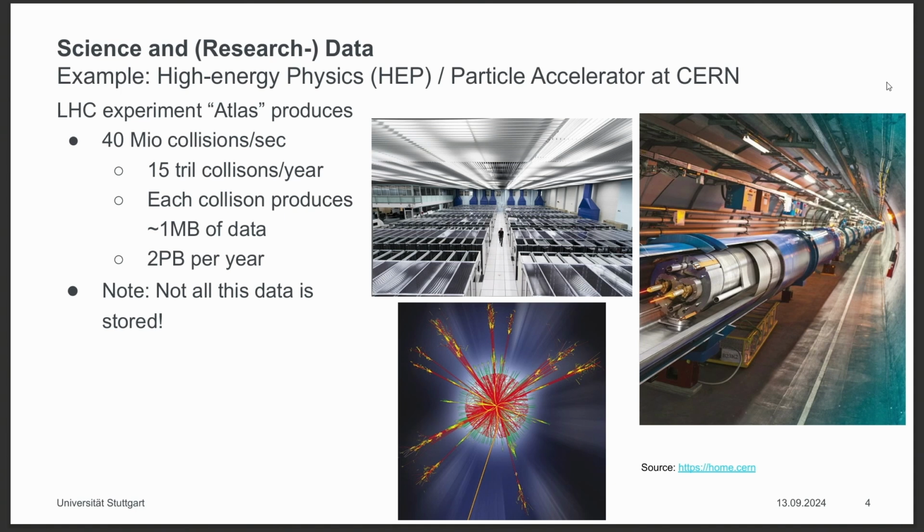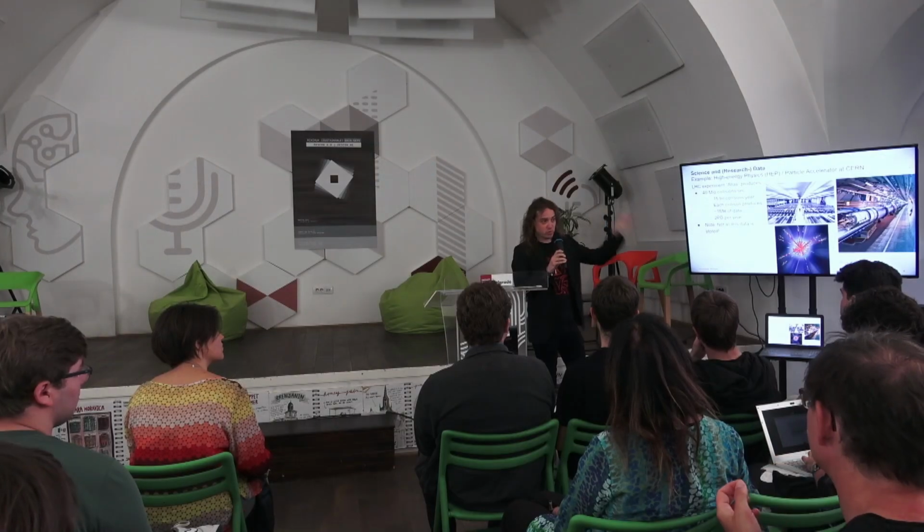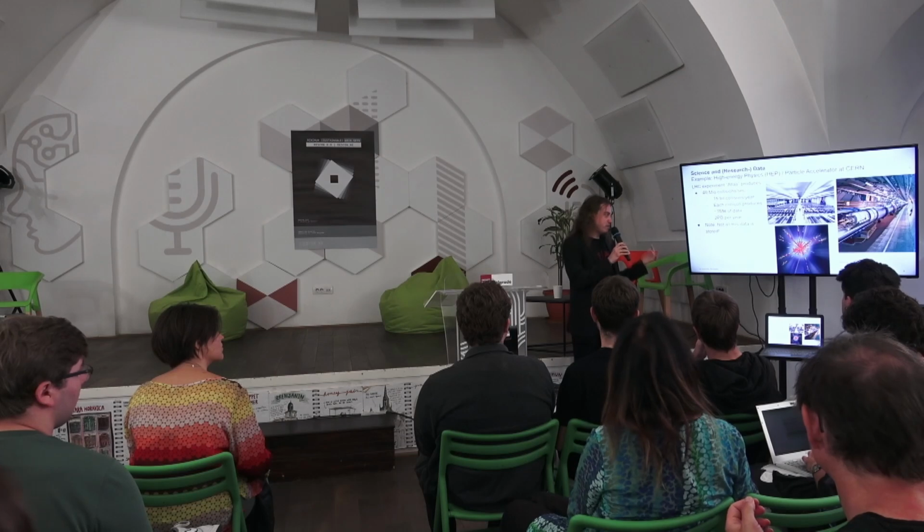And also some numbers again. When such an experiment is running, there are 40 million collisions per second. That means 15 trillion collisions per year. And each collision produces about 1 megabyte of data, making 2 petabytes per year just by this experiment. There are lots more experiments there, and so on and so forth. So just so that you see that in places like CERN and others around the globe, lots of research data is produced. Of course, not all of this data is stored. Some is right away thrown away, but lots of it is stored.